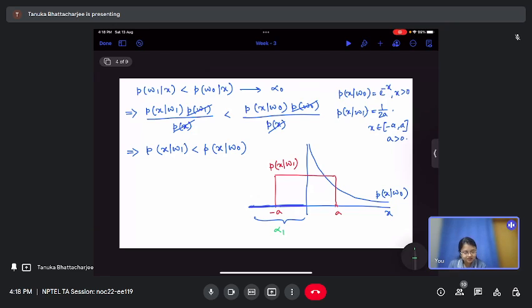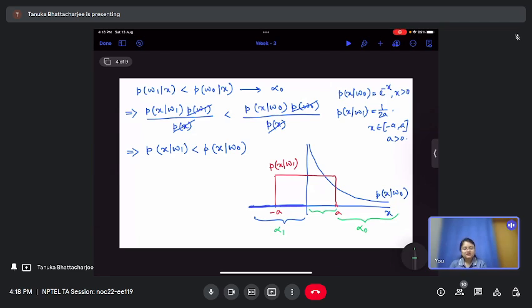Now, if you consider this region where x value is higher than a, there the class conditional density for class omega 1 is 0, whereas that for class omega 0 is having some finite positive value. So here always the probability of x given omega 0 will be higher. So for this region we will always take the action as alpha 0. Now the question remains for this portion, for 0 to a, what will be the case.